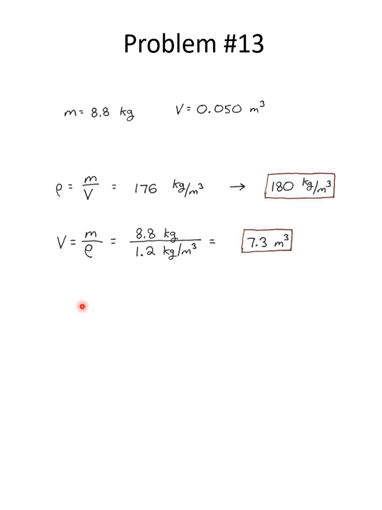The next question says, assume a different density, 1.2 kilograms per cubic meter. What would the volume of the same amount of gas be? So the same amount of gas means the same mass. Volume is mass divided by density, so we have a mass of 8.8 kilograms divided by the new density of 1.2 kilograms per cubic meter, and we get 7.3 cubic meters.